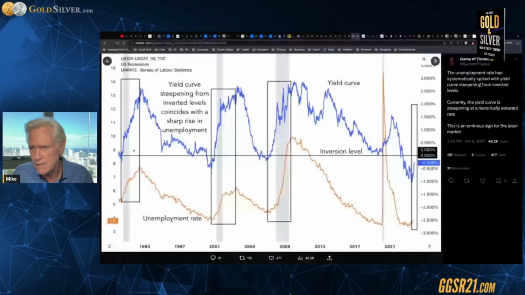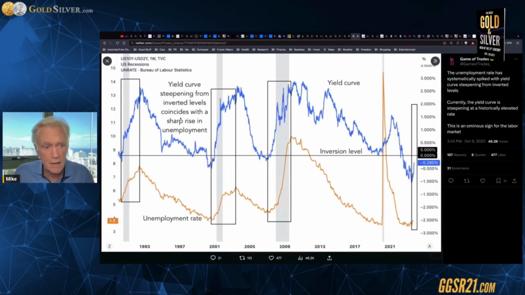There are lots of economic storm clouds ahead, but as they say, in every dark cloud, there is a silver lining. This first chart is from Game of Trades: the unemployment rate has systematically spiked with yield curve steepening from inverted levels. Currently, the yield curve is steepening at a historically elevated rate. This is an ominous sign for the labor market.